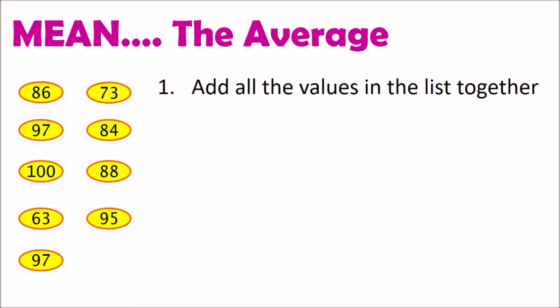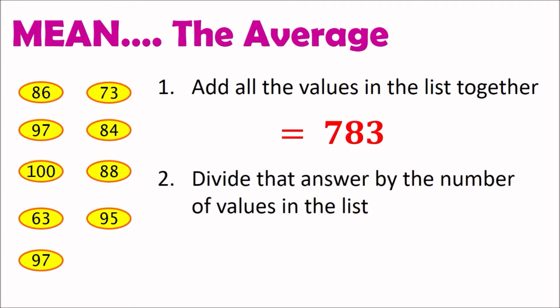So what we're going to do is add all of the values in the list together, and that'll give us an answer of 783. We're then going to take that number and divide it by the number of values in the list. So we have, over on the left side, 9 values. So we're going to go 783 divided by 9, which is going to give us an answer of 87. Now 87 doesn't actually appear in the list there. That's fine. The mean doesn't always have to be one of the numbers that comes from your list.